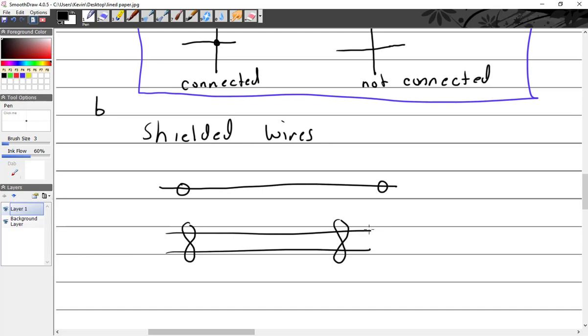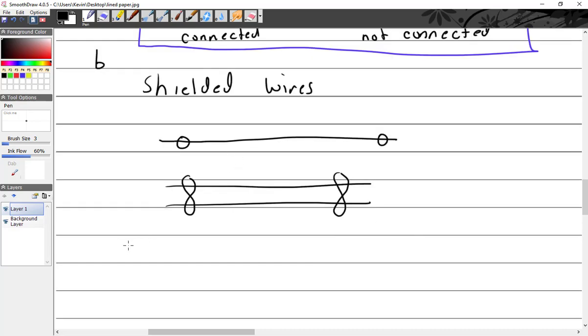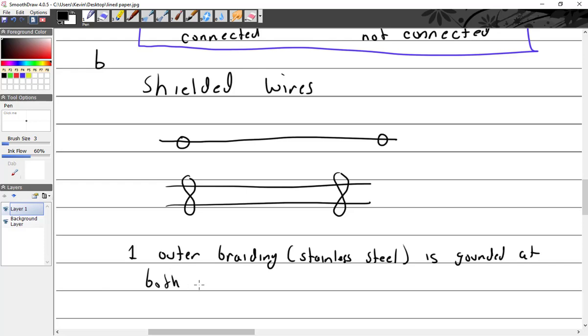What's really happening, well, I can write some notes here: shielded wires. Outer braiding, which is usually made out of stainless or some sort of conductor, is grounded at both ends. I've actually seen some aircraft where they don't, but most of the stuff I read says you should do it at both ends. And it's insulated from the center conductor.